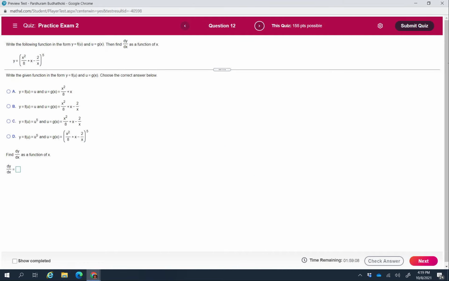This is the next question. It's a chain rule problem, where you have been given y equals some function to the power 5. Whenever you have y equals some function to the power n, and you want to find the derivative, that's n times f of x to the power n minus 1 times the derivative of the function inside the bracket.